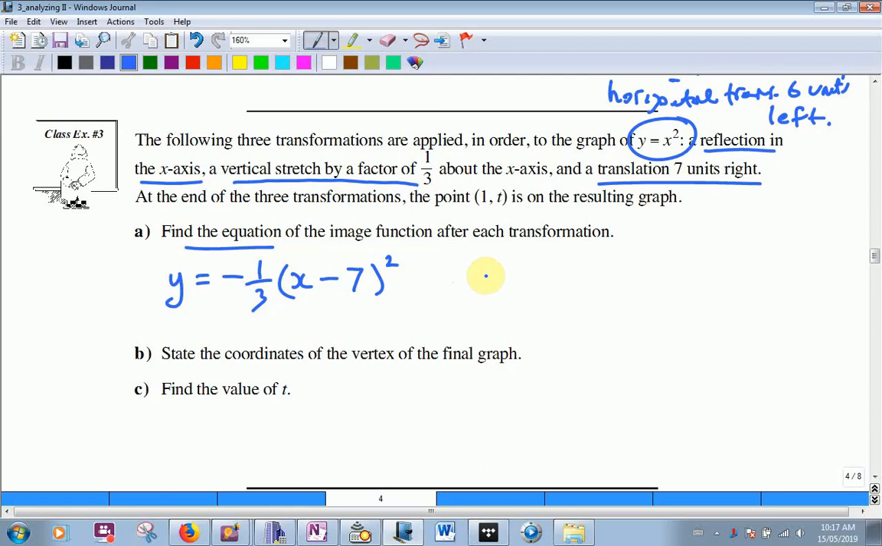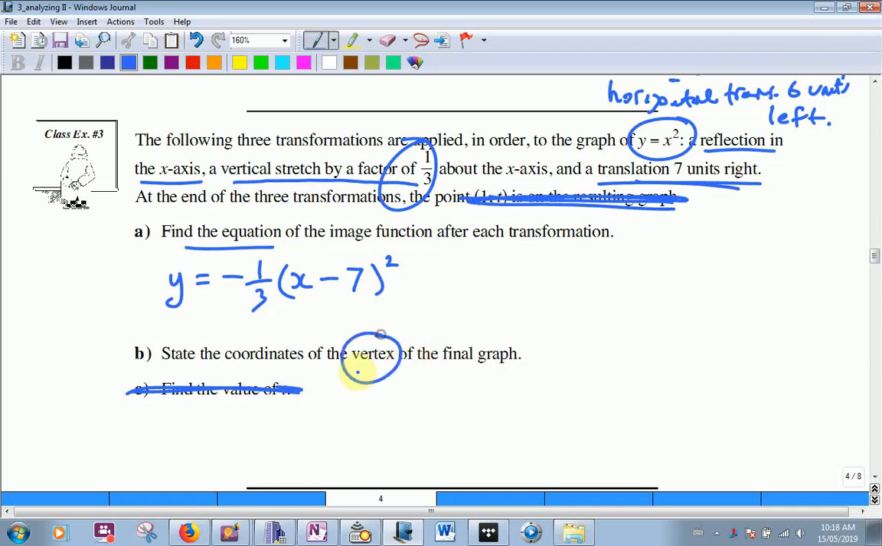Okay? So 3 things going on. Reflection, negative. Stretch, 1/3, and 7 units right, so that should look like minus 7. Okay, I'm not too concerned about this right now. You'll get a question kind of like that, but it's a little more self-explanatory on how to answer it, okay?